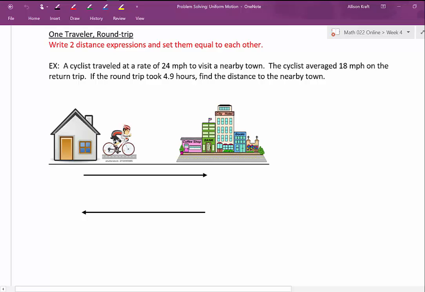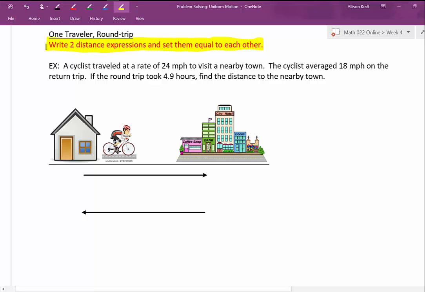So I have a cyclist traveling from his house to a town and then turning around and coming home. Although there's no proof by picture, we can see that the distance from home to town is the same as the distance from town back to home. Therefore, anytime you have one traveler making a round trip, you're going to write 2 distance expressions, one for going, one for returning, and then you're going to set them equal to each other.